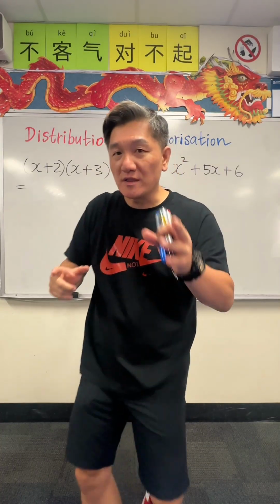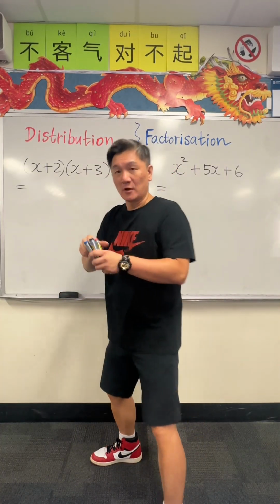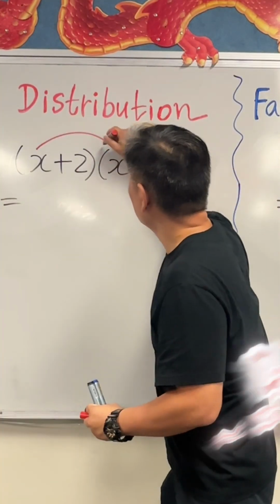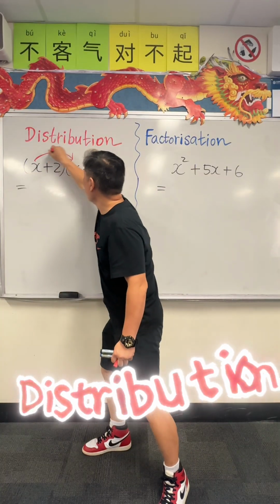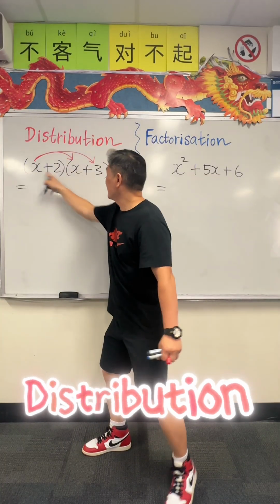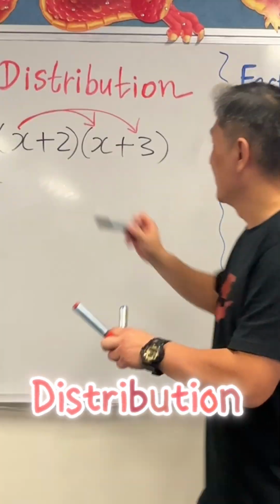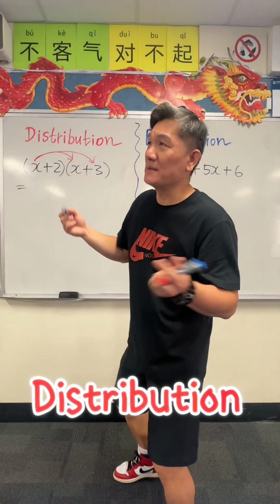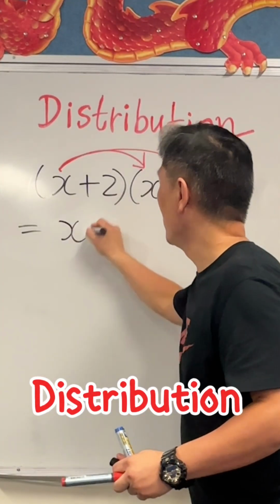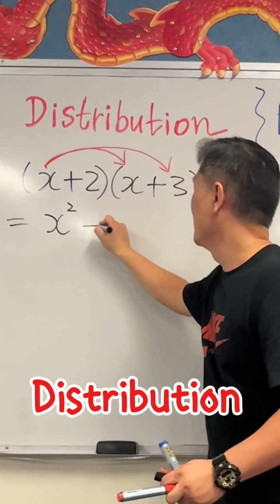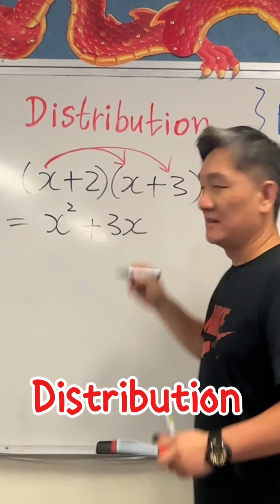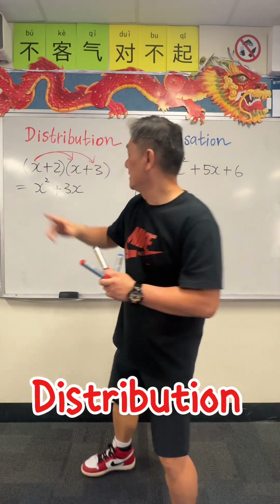So let's start with the first item, x. X must times into the brackets twice, right? X times x and x times 3. X times x is x to the power 2, right? X times 3 is plus 3x. You are done with the first item.